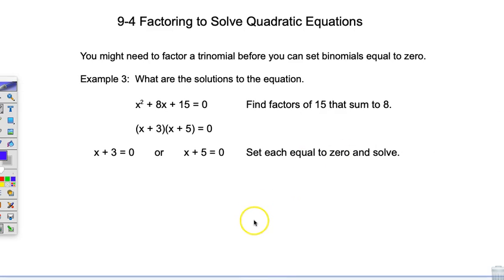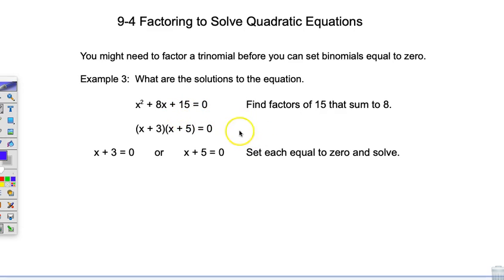For the third example, you might need to actually factor a trinomial before you can set the binomials equal to 0. So we're kind of going back a little bit to chapter 8. That's why it was so important to learn how to factor trinomials in chapter 8.